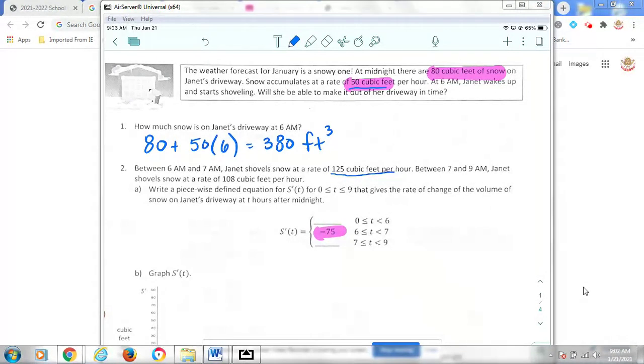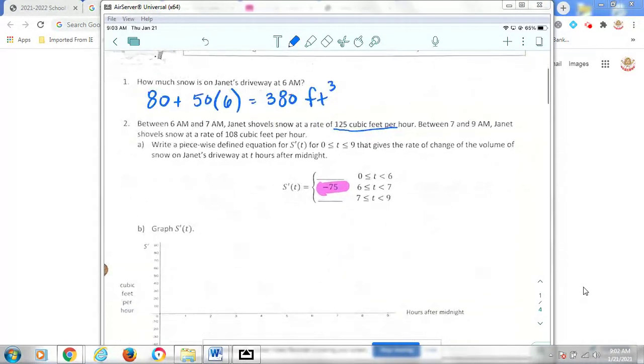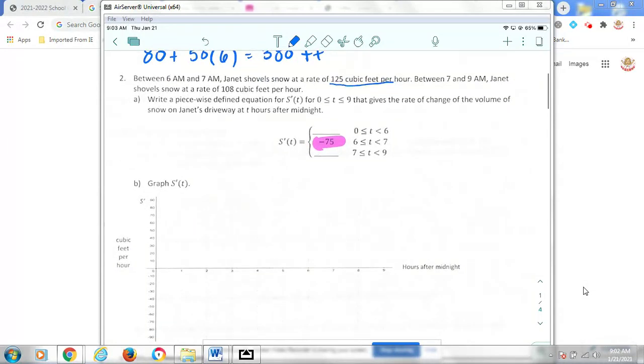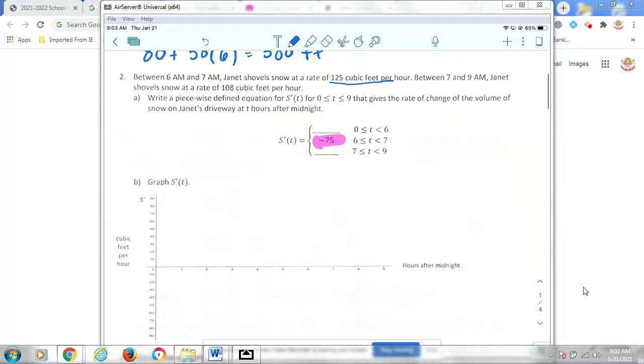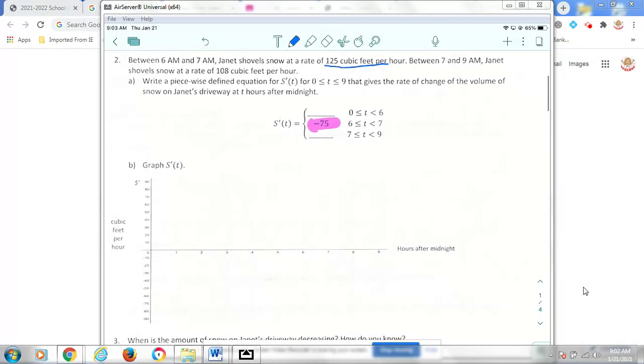All right, so what I want you guys to do is number 2. I want you to fill in the rate the volume of snow is changing in her driveway between 0 and 6, and the rate at which snow is changing between 7 and 9. And then we're going to do a graph of that piecewise function. So pause the video and do that.